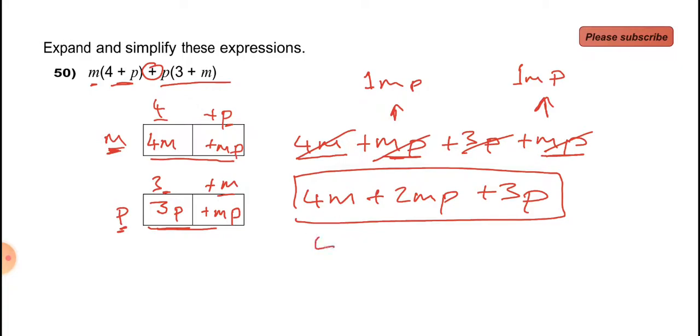Now I could have written 4m plus 3p plus 2mp, and that would still be the correct answer, because we're adding, the order doesn't really matter.